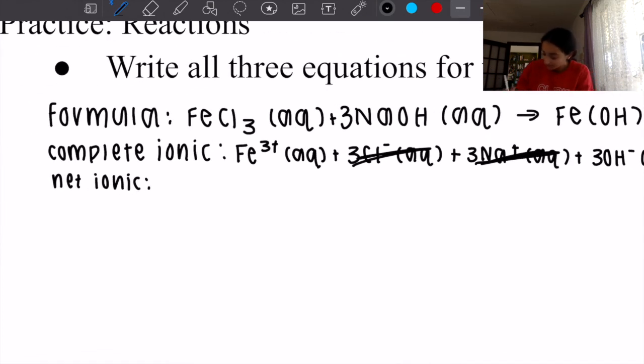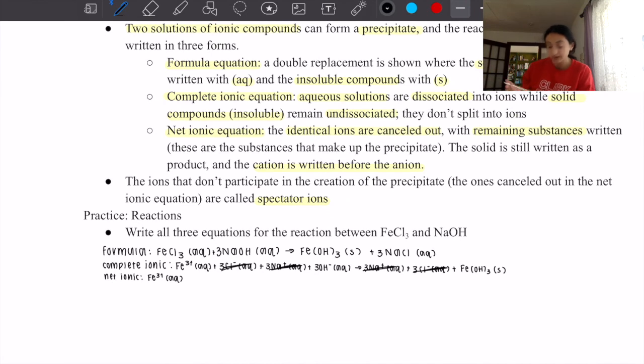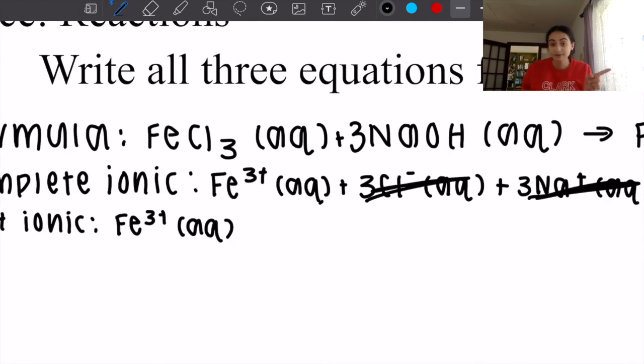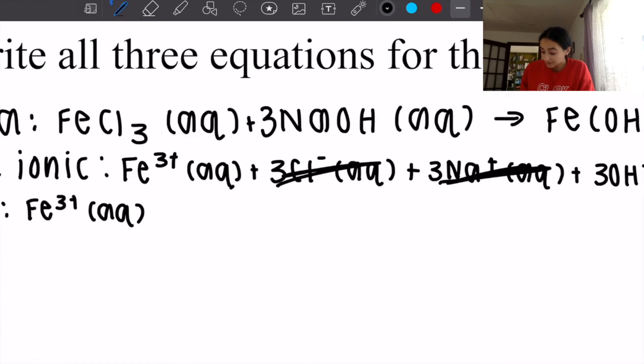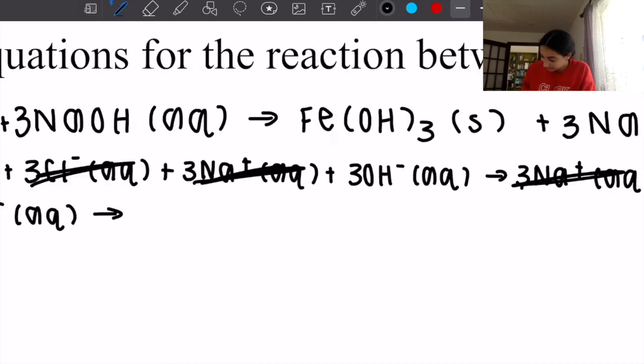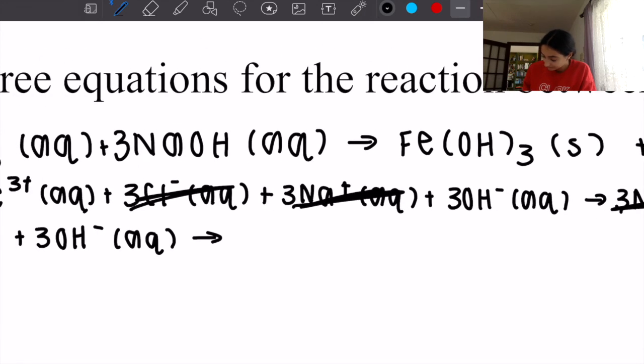So now we are going to write our net ionic equation. So we'll start with the cation, because there's no iron on both sides. There's the iron ion on the left side, and iron is in a solid on the right side. So therefore, Fe3+ cannot cancel out and be a spectator ion because it's on only one side of the equation. So Fe3+ plus 3OH- is going to yield Fe(OH)3, which is a solid.